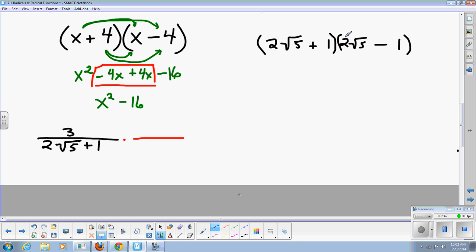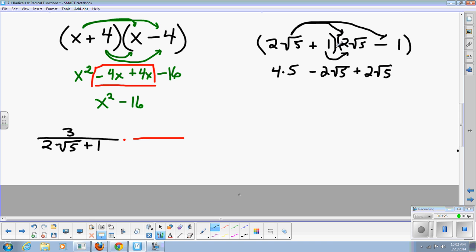If I actually do this, 2 times the square root of 5 times 2 times the square root of 5, I would get 4, and the square root of 5 times the square root of 5 is 5, so I get 4 times 5. Then I'm going to do 2 times the square root of 5 times negative 1. That's minus 2 times the square root of 5, because 2 times 1 is 2, a positive times a negative is a negative, and I have my square root of 5. Now I'm going to do 1 times 2 times the square root of 5. That gives me a positive 2 times the square root of 5.